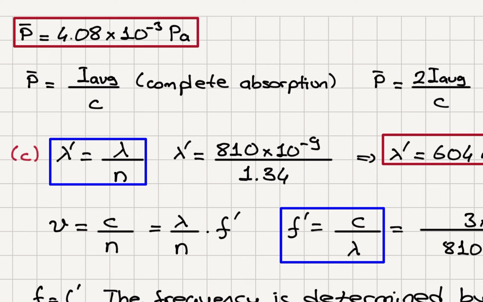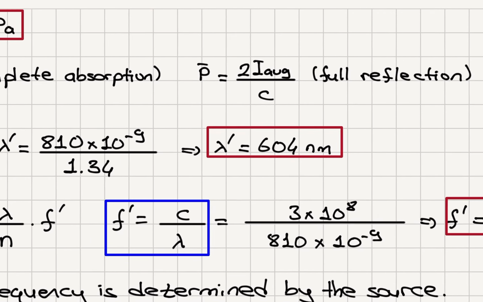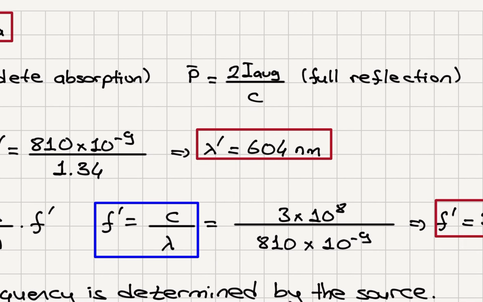One thing to be careful about here is this wording, complete absorption. The pressure exerted is I average over c if we have complete absorption. If we have full reflection, then the change in the momentum will be twice the energy over c, which means the pressure will be twice of this value, so 2 I average over c. So that's what we need to pay attention to.